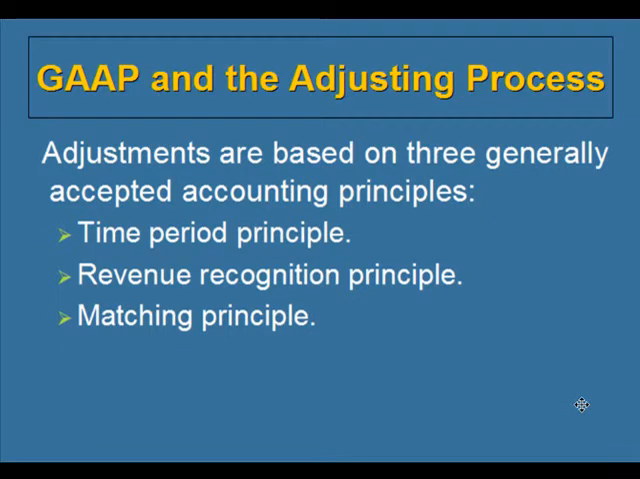Adjustments or changes to general ledger accounts are called adjusting journal entries. Before we prepare financial statements, we need to ensure that all accounts have correct balances. This will ensure decision makers have access to accurate financial information. Adjusting entries are based on 3 generally accepted accounting principles. They are the time period principle, the revenue recognition principle, and the matching principle.